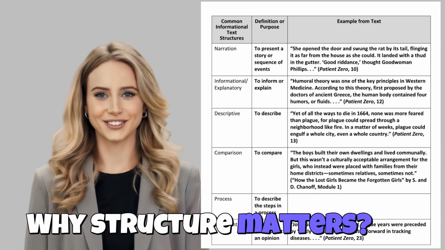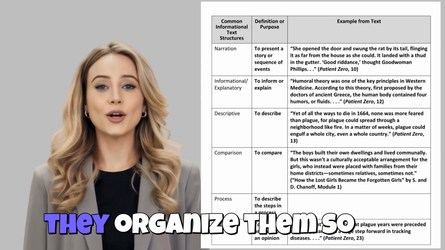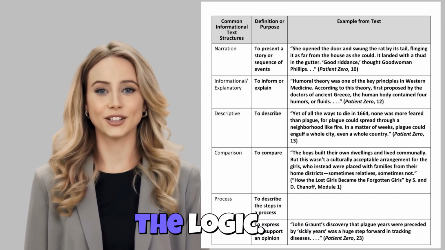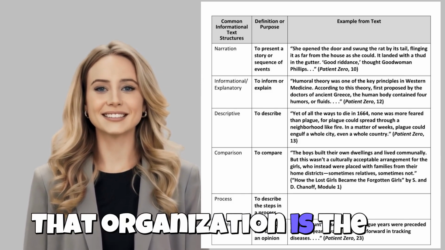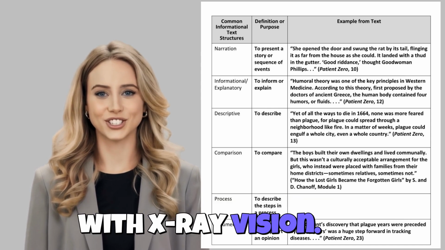Why structure matters. Authors of informational texts don't just dump facts. They organize them so our brains can follow the logic. That organization is the text structure. Spotting structure: reading with X-ray vision.